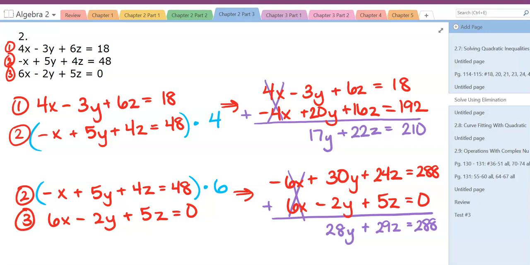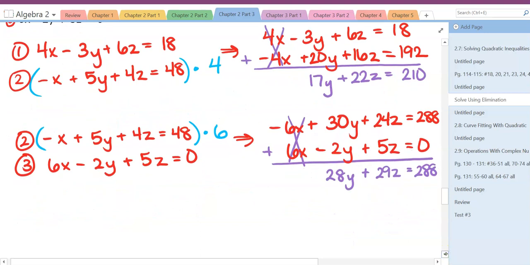Now, for these ones, because we've already got like 17, 22, 210, 28, 29, 288, these are going to be some pretty big numbers that we're working with here. Okay, so be prepared for that. I'm going to go ahead and stack them.